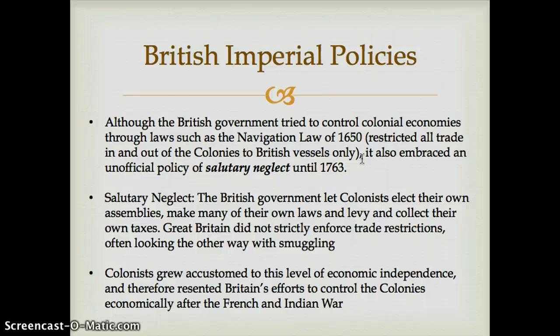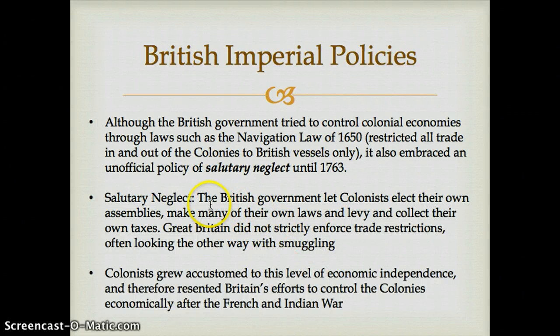But while the British government tried to exercise control in some ways, it also embraced this idea of salutary neglect. Salutary means for the good of, for the health of, and neglect means basically to ignore. So this idea is that the British government took kind of a hands-off approach towards the colonies so that the colonies could grow economically, and the idea is that if they didn't have strict trade restrictions, then the colonies would be able to flourish economically more easily.